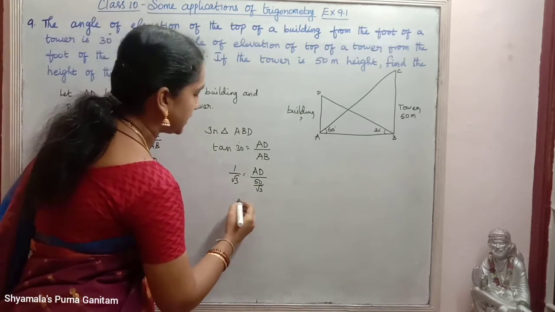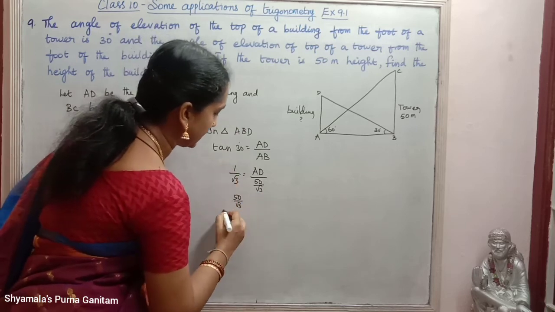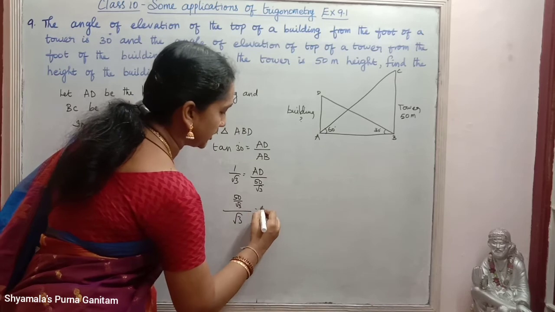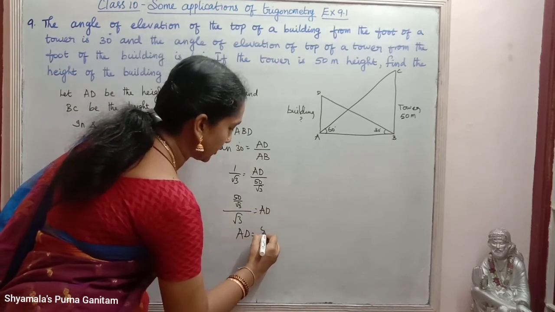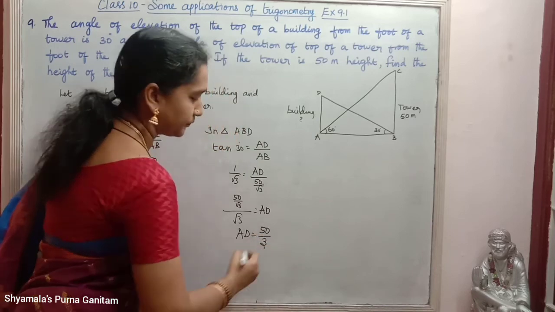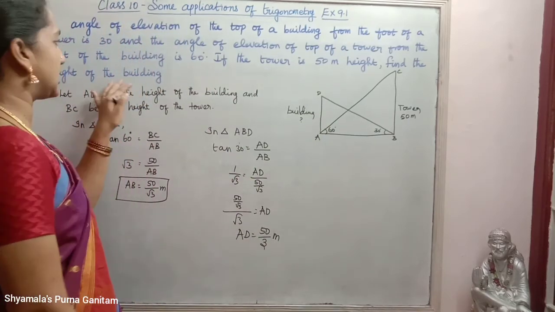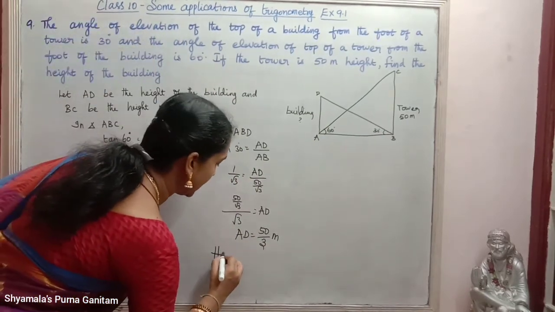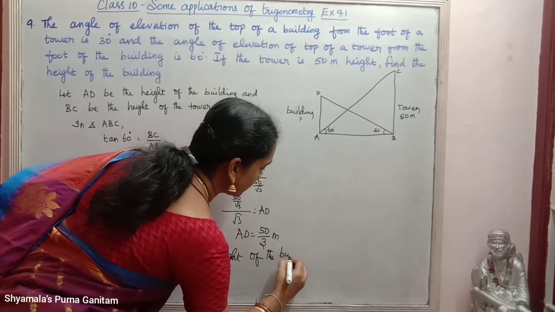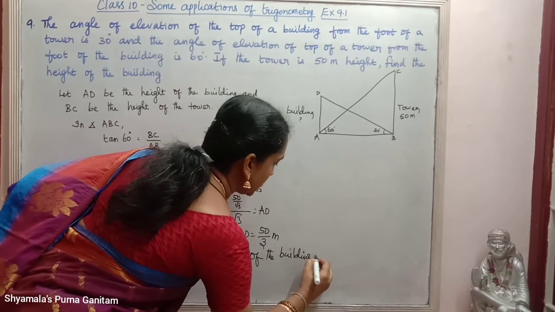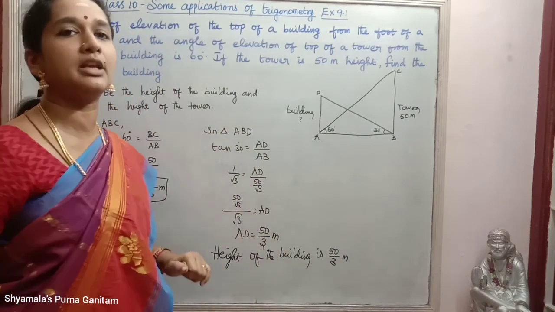When we simplify this, the 50 by root 3 goes to the numerator, by root 3 is equal to AD. So this root 3 will come to the denominator. So AD is equal to 50 by 3 meter. AD is the height of the building, which we are asked to find. So the height of the building is 50 by 3 meter.